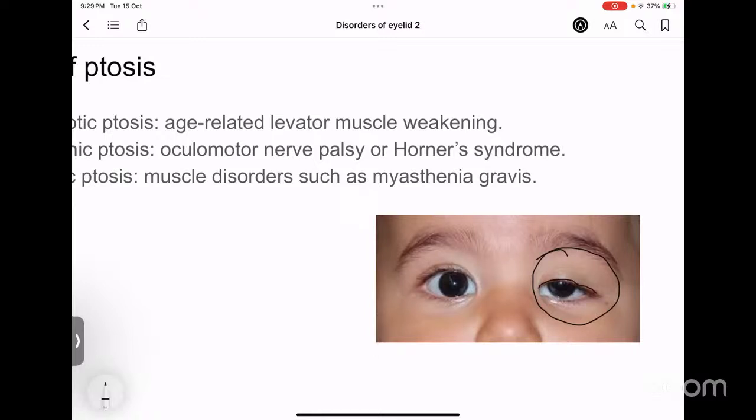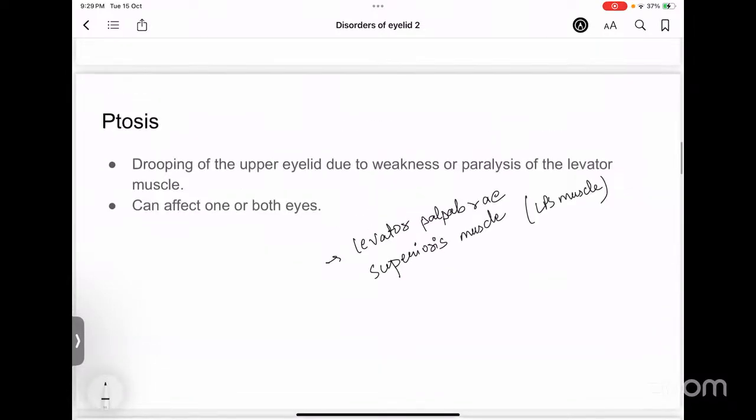It has come to the lower level, whereas in the right eye it is normal. This is right and this is left. In the right eye it is normal, but in the left eye it is becoming droopy. It can affect one or both the eyes. Okay, so this is the definition of ptosis.